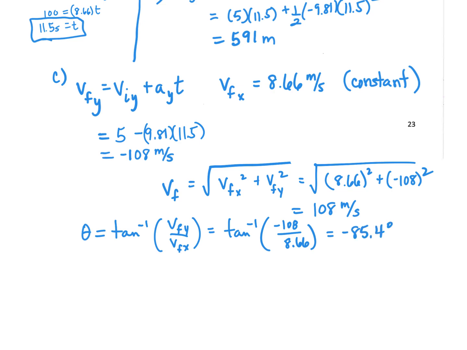Now, really the way I would write this is I would write it as 85.4 degrees below the x-axis instead of writing it as negative 85.4 degrees. Okay? So far, so good?